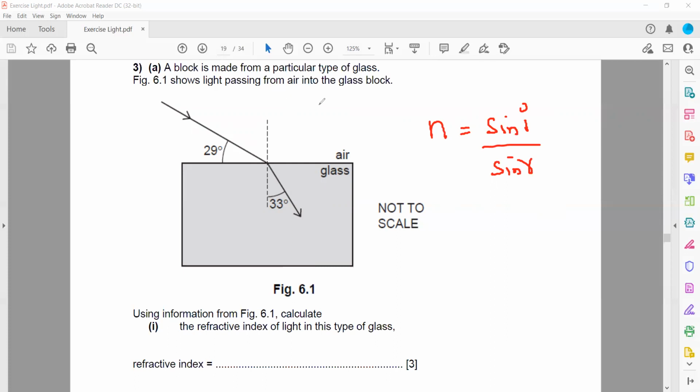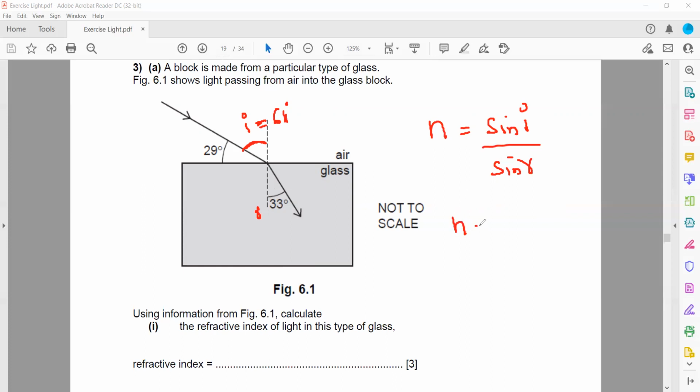The angle of incidence is always measured from the normal. So what is the angle of incidence? If the angle between the ray and the surface is 29, what will be the angle of incidence here? If the total angle is 90 and this is 29, the angle of incidence is 61. And the angle of refraction is already given, 33.